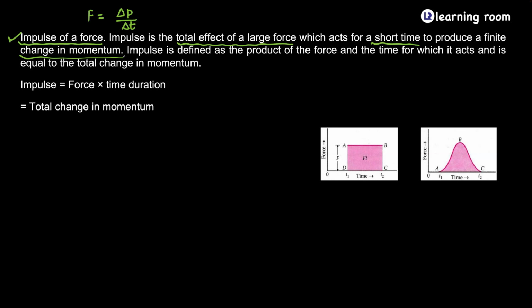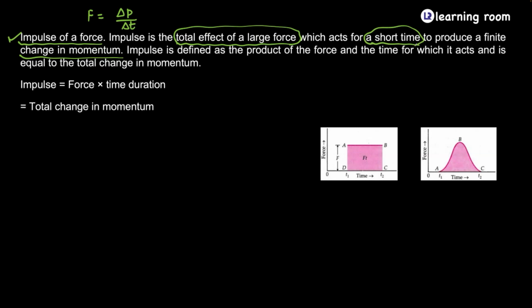Why is an impulse applied in the first place? Large force is applied for a short duration. That is what is called impulse. And that impulse will achieve what task? It will change the momentum. Are you able to understand? So impulse is the total effect of a large force which acts for a short time to produce a finite change in momentum. This is the definition for us to visualize what impulse is.